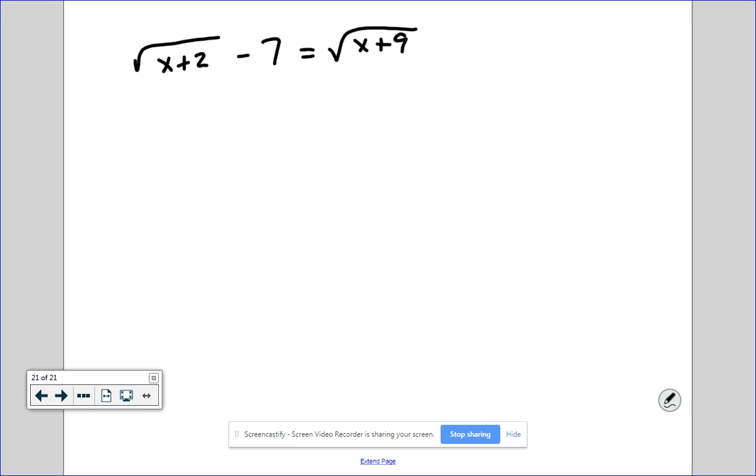So if I'm FOILing this, you have first times first, x plus 2. Outside, the square root of x plus 2 times negative 7 is negative 7 square root x plus 2.